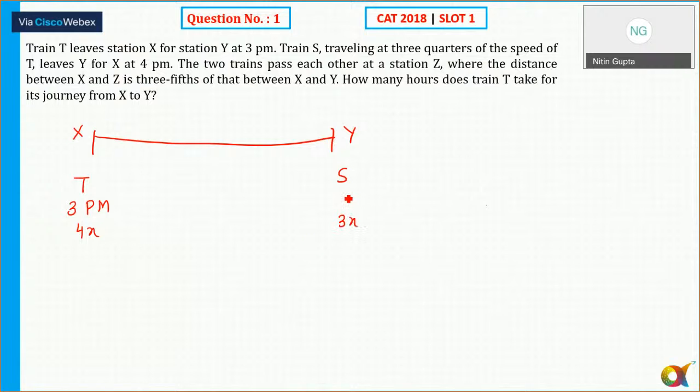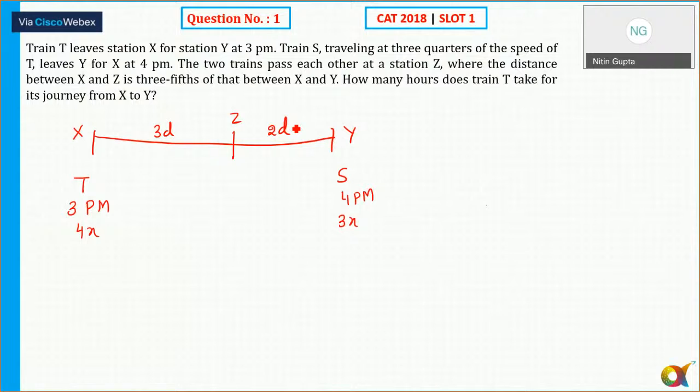All right. And this train starts at 4 p.m. So one train starts at 3 p.m. and the other starts at 4 p.m. The two trains pass each other at a station Z, where the distance between X and Z is 3/5 of the distance between X and Y. So let us assume the distance between X and Z is 3D, and between Z and Y is 2D. So the total is 3 plus 2, which is equal to 5.